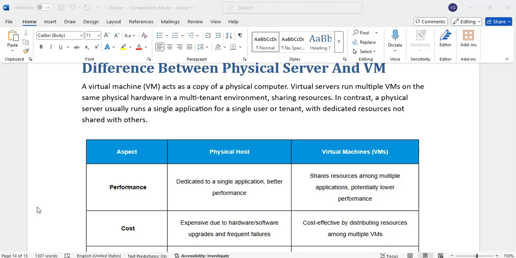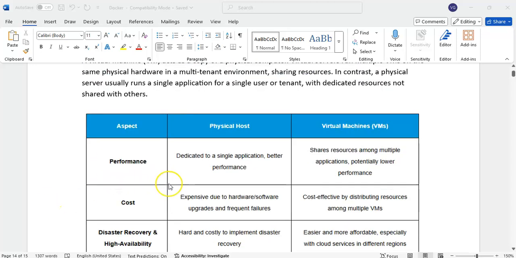What is a physical server? A physical server is a dedicated machine. If you take our laptop or system, it is a dedicated machine and we can run our applications on this. It will not share anything with anyone. It will have its own operating system and its own hardware.